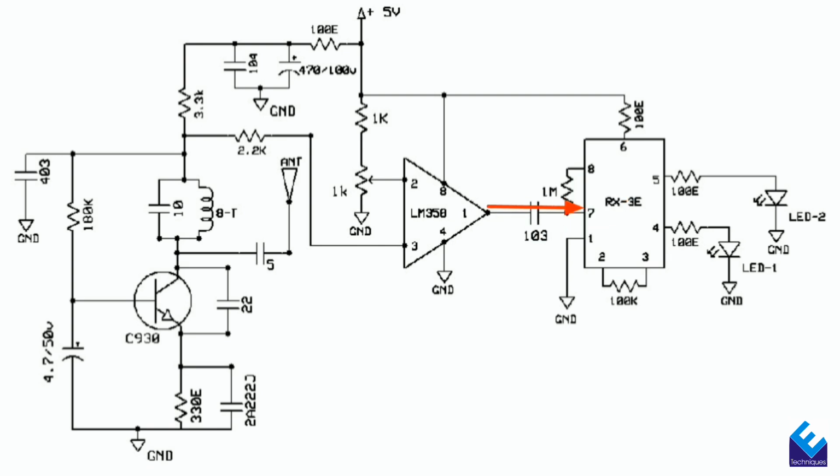The output of the comparator is connected to the RX3E frequency decoder IC. When the decoder IC detects a frequency of 250 Hz on its input, it makes the fourth pin high and the connected first LED will light up. When it detects a frequency of 650 Hz, it makes the fifth pin high and the connected second LED will light up.